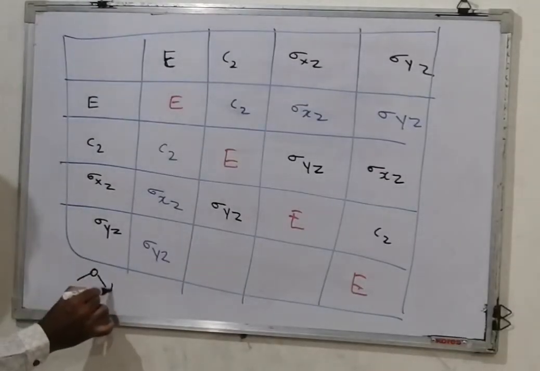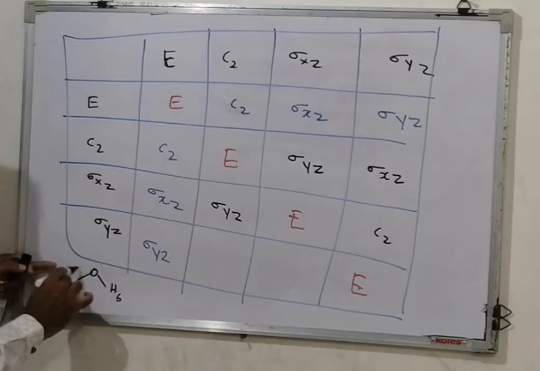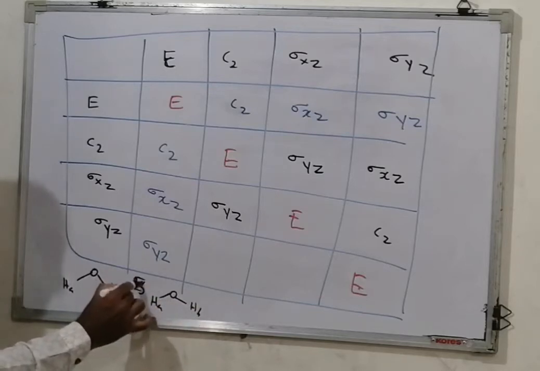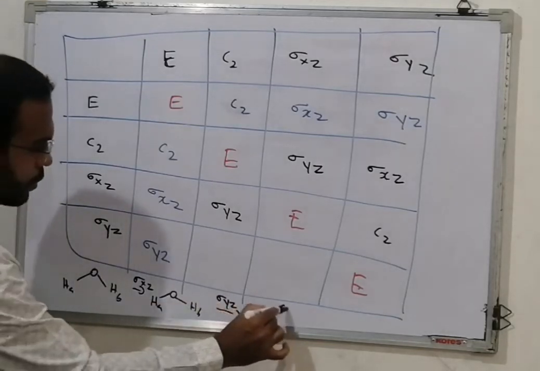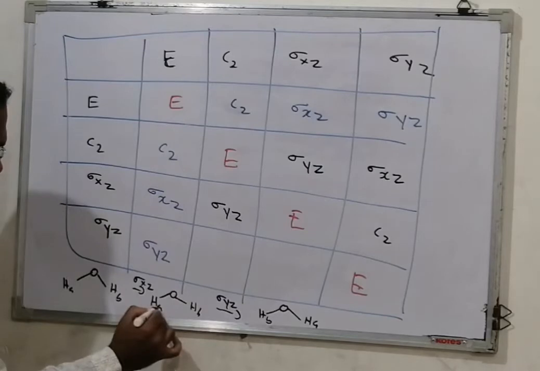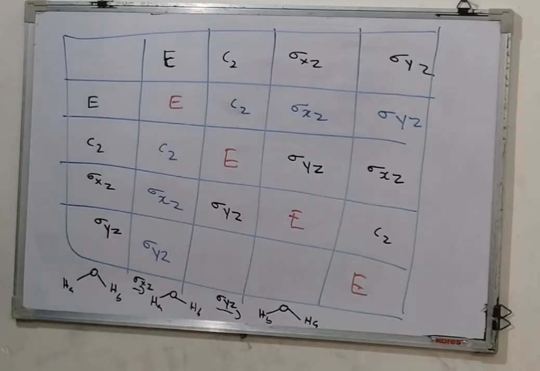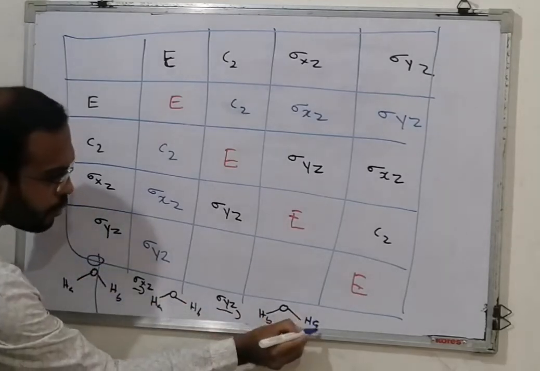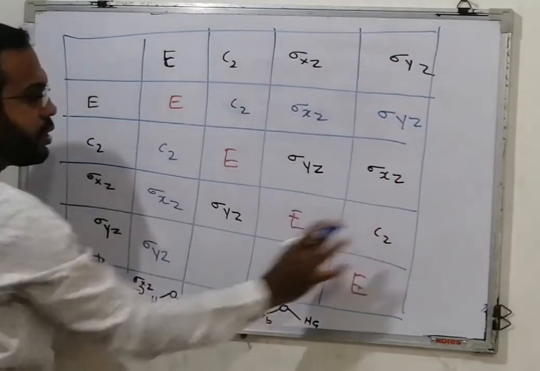We can check that. HA, HB. Sigma XZ, what is sigma XZ? Sigma XZ means nothing, HA, HB as is. Now sigma YZ. Sigma YZ means HB here, HA here. This is nothing but C2. If you do C2, you will get the same. Okay? Yes. Therefore sigma XZ into sigma YZ will be C2.